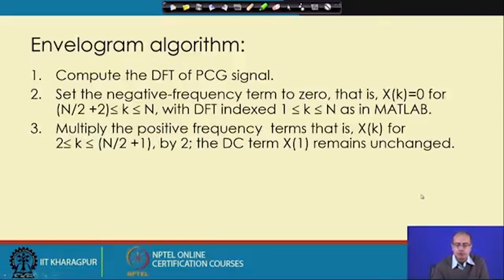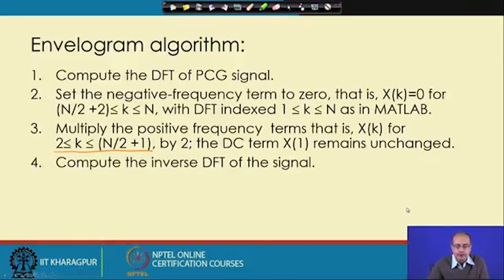The next is the positive frequency terms, which are starting from index 2 to n by 2 plus 1. They are multiplied by 2. And the DC term remains unchanged. So, that is the way we now get the spectrum of the analytic signal. The next is we go for the inverse DFT of the signal.